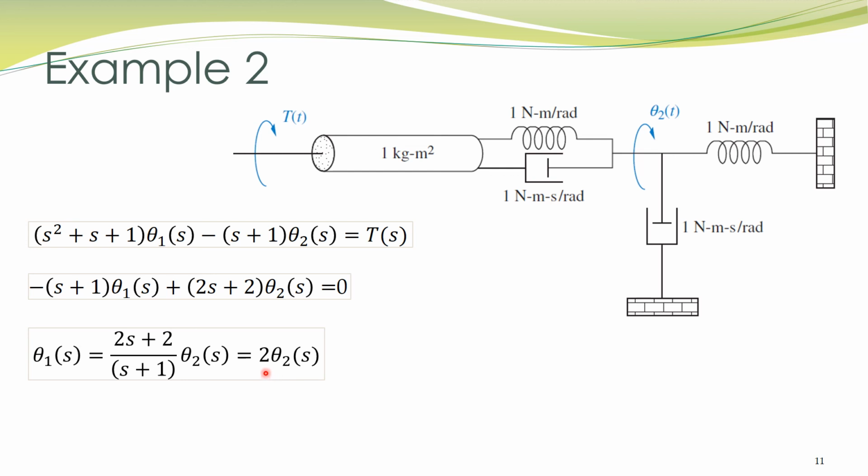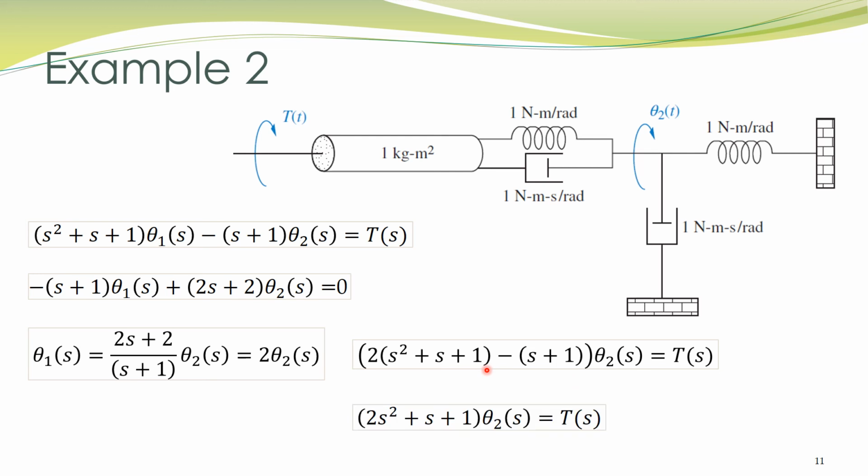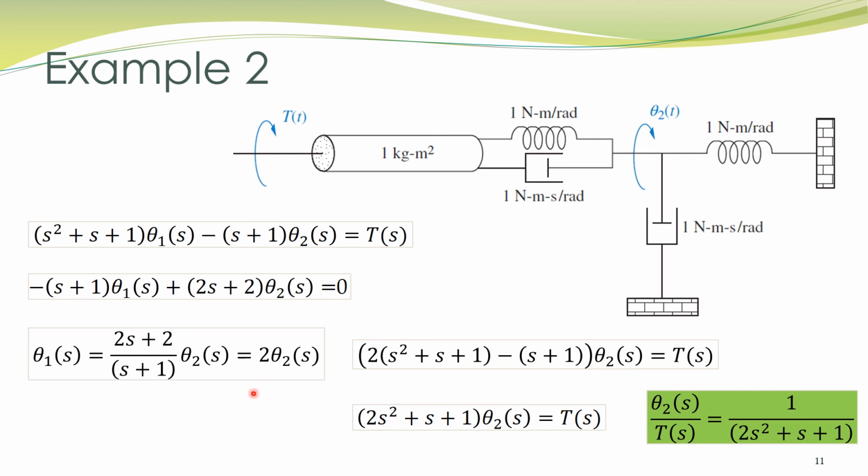Now we substitute theta 1 equal to 2 theta 2 into the first equation on this slide to get this equation, which can be simplified to obtain this expression, that is 2s square plus s plus 1 multiplied by theta 2(s) is equal to T(s), which can be rewritten into this form, and this is the transfer function for this mechanical system with theta 2 as output and T(t) as input.